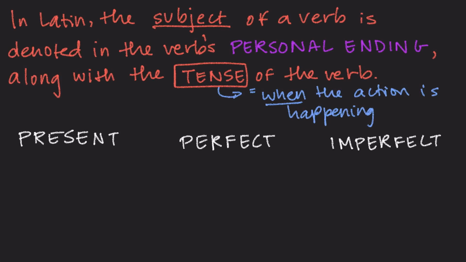There are more, we'll talk about them later. Okay, present tense is happening right now. Perfect tense is a completed action in the past. Imperfect tense is an ongoing action in the past.